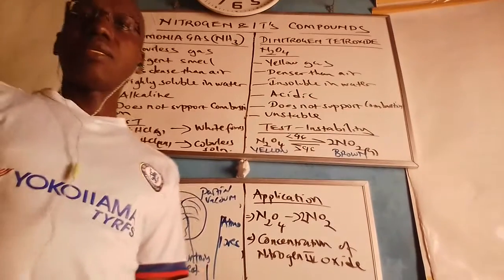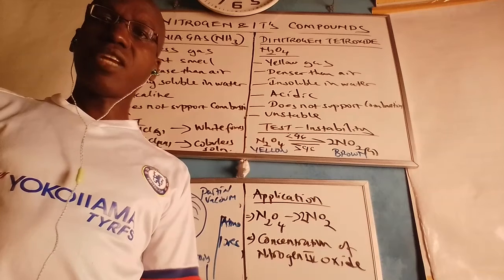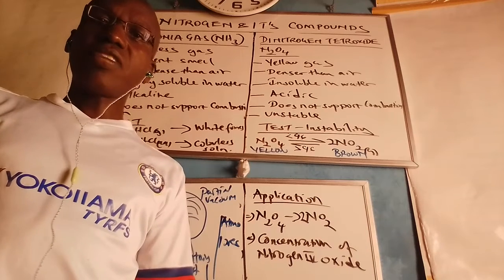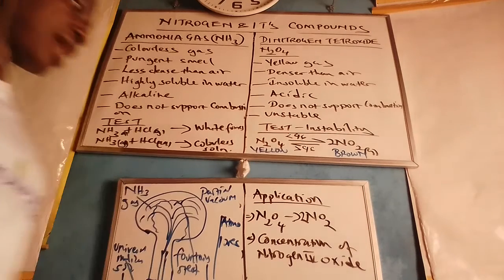Thank you. That has been a description of the compounds of nitrogen, including nitrogen dioxide, dinitrogen tetroxide, and ammonia gas.